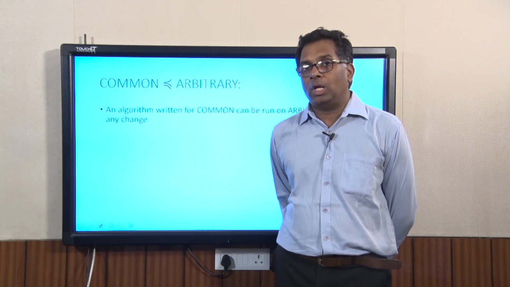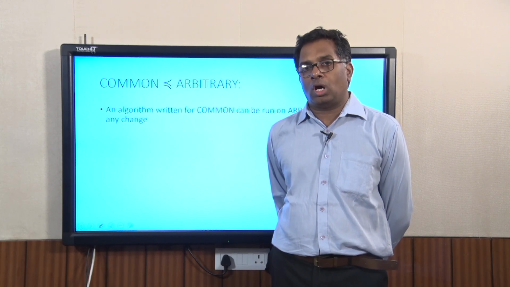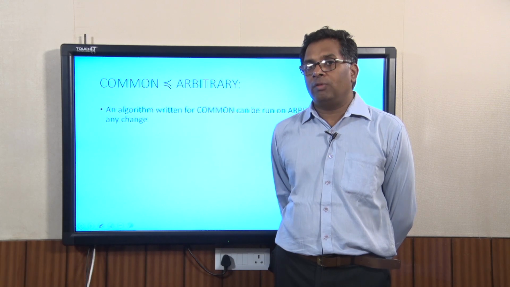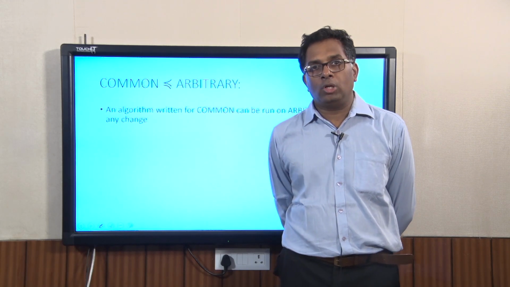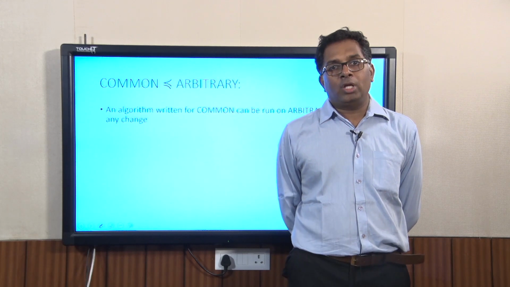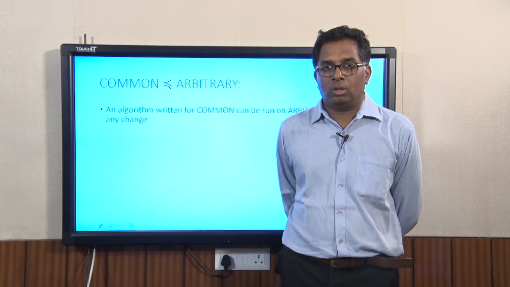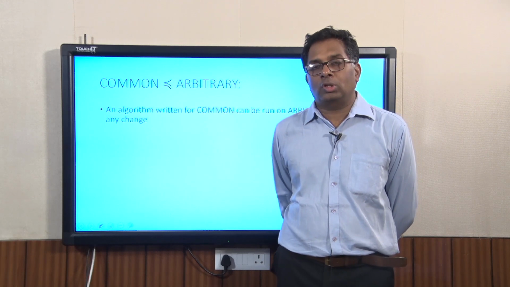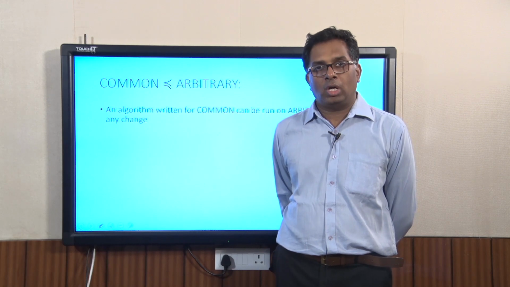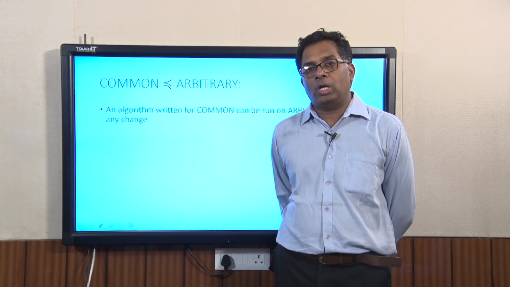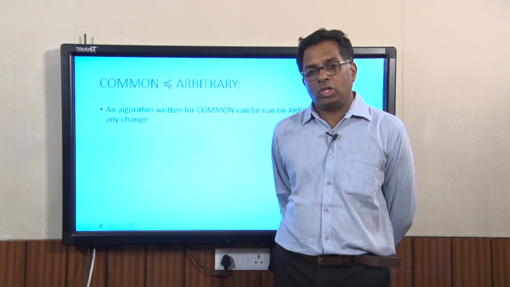When you take an algorithm that is written for the common model and run it exactly as it is on the arbitrary model, the algorithm will work correctly, because now the processors are all attempting to write the same value in every conflict, and one of them is going to succeed, and the succeeding processor is writing the value that the other processors are attempting to write in any case. Therefore, an algorithm that is written for common can be executed on arbitrary without any change at all.